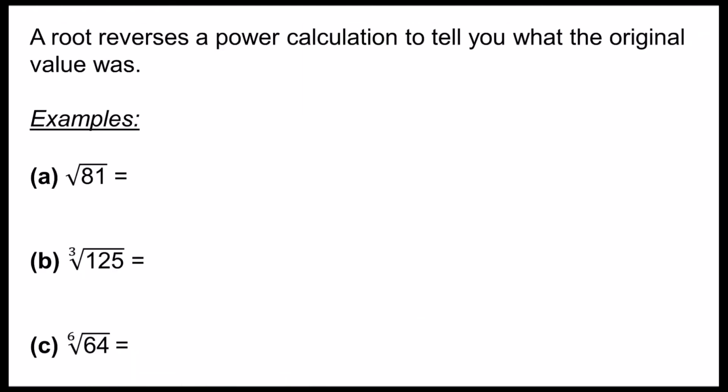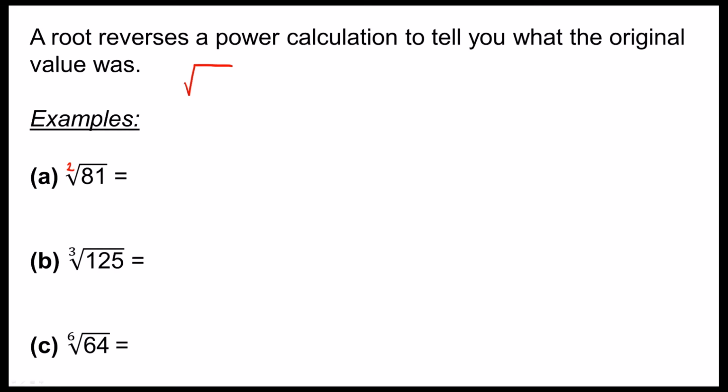In the second part of this lesson, we're going to have a look at roots of numbers. A root reverses a power calculation to tell you what the original value was. We can use the answers from the first part of this lesson to help us do this. First of all, it's important that we recognise our root symbol. It looks like this. It will go around the outside of the number that we're trying to root. If, like in our first example, there is no number on the outside, we can assume that it means the square root of a number.